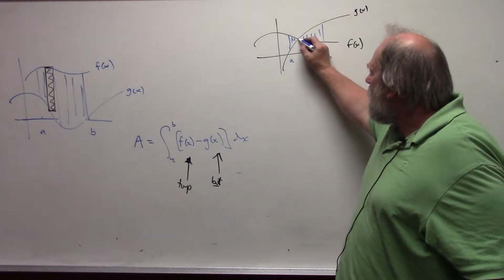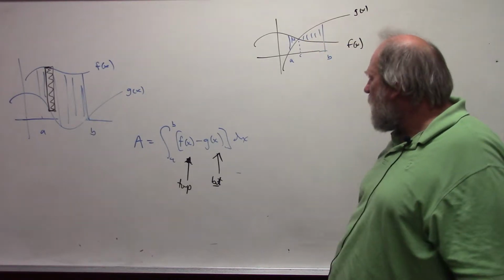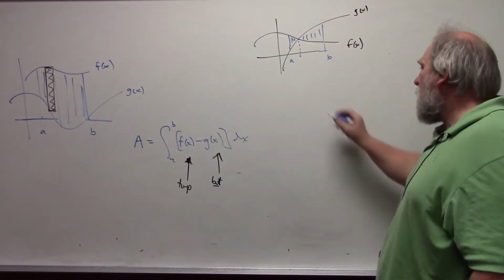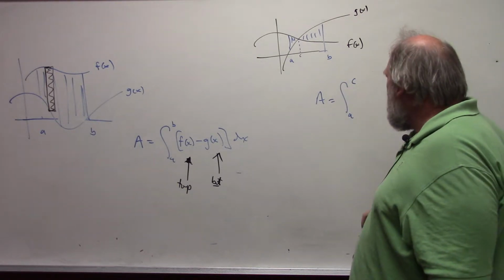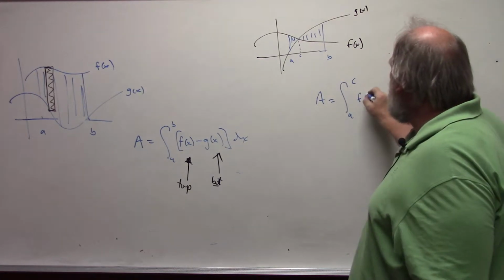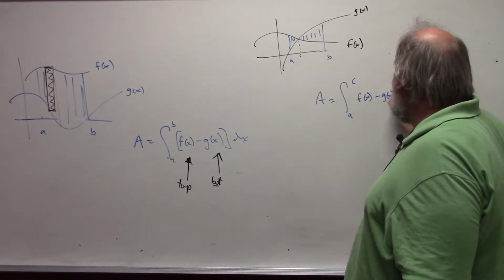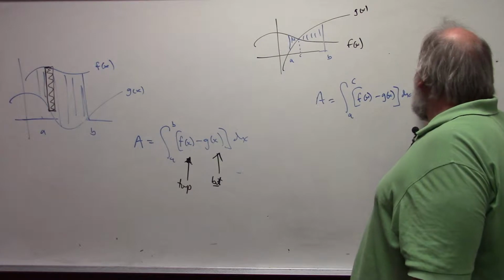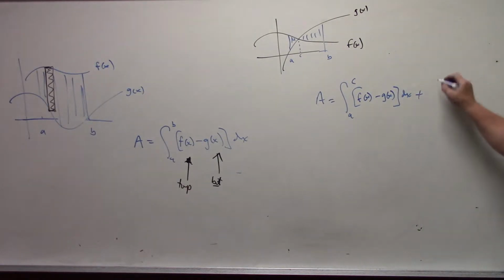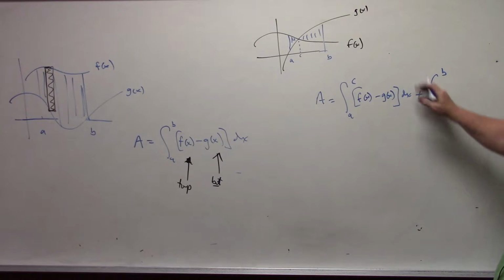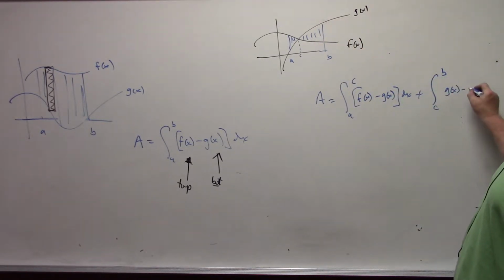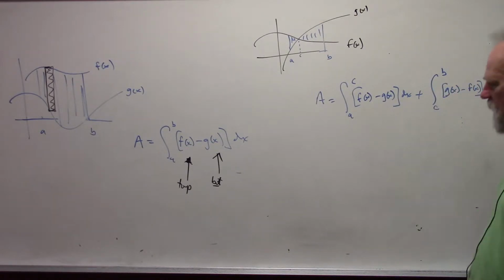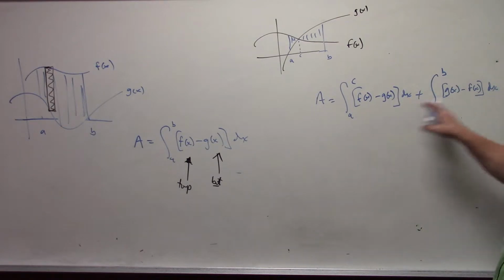We would have a point of intersection at point C, and the way we would have to do this area is it would be the area from A to C, and in that region my function f of x is the top function, plus the integral from C to B, and in this region, my function g of x is the top function. So we would switch around. This would be g of x minus f of x dx. And we have to calculate both of these values separately.